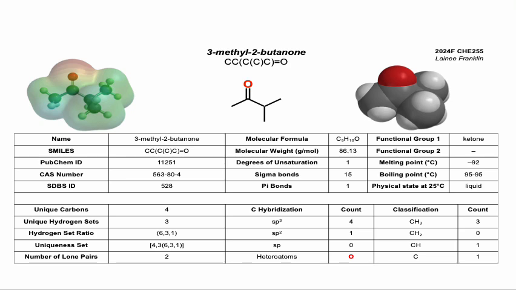Hey guys, so today we are going to be using the Snatoms molecular building kit in order to build 3-methyl-2-butanol. 3-methyl-2-butanol has a molecular formula of C5H10O.